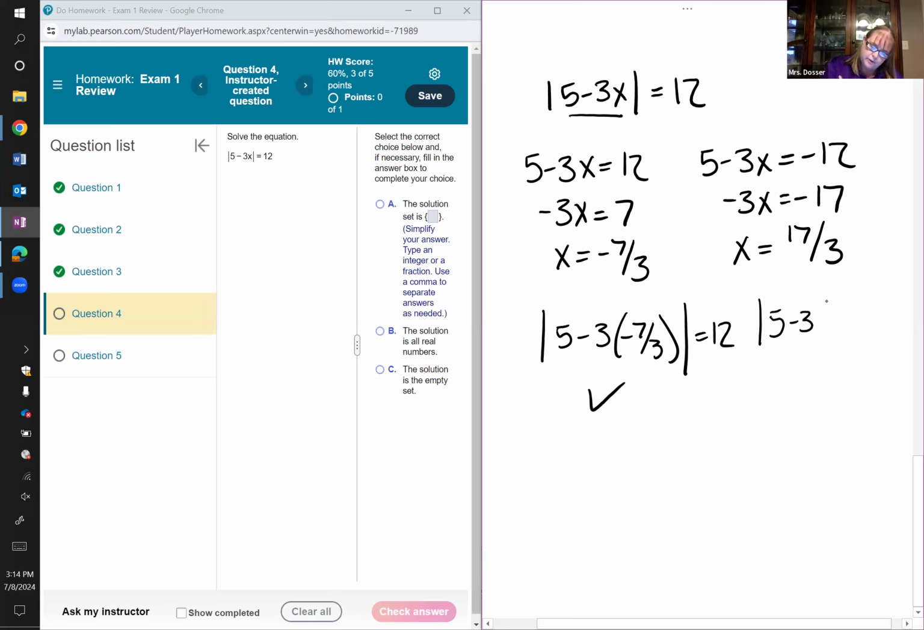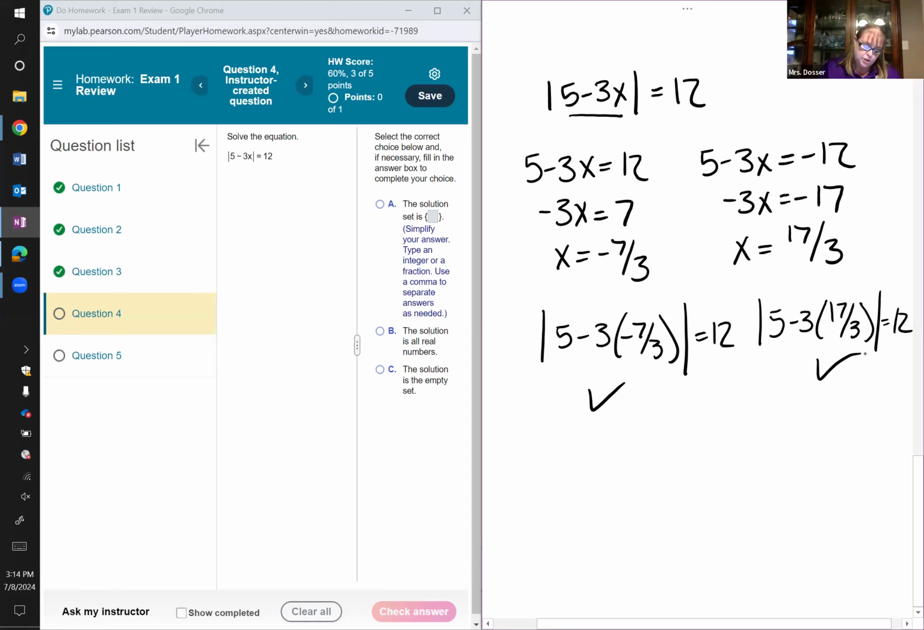Check the 17/3, make sure it works as well. So 5 minus 3 times 17/3. Again, multiplying first, canceling the 3's. This time we have 5 minus 17, which is negative 12. Absolute value of negative 12 is positive 12. So that one does work as well. Again, we've got two answers.